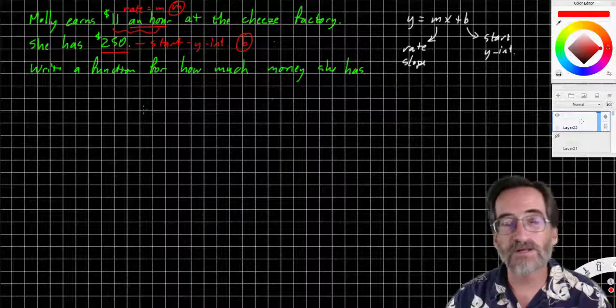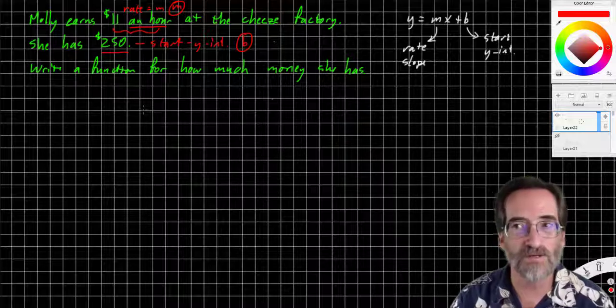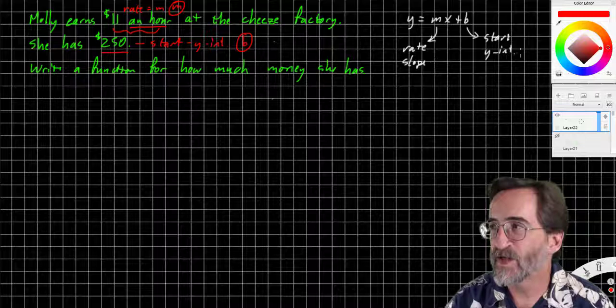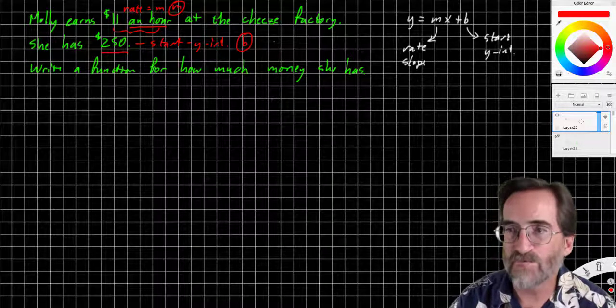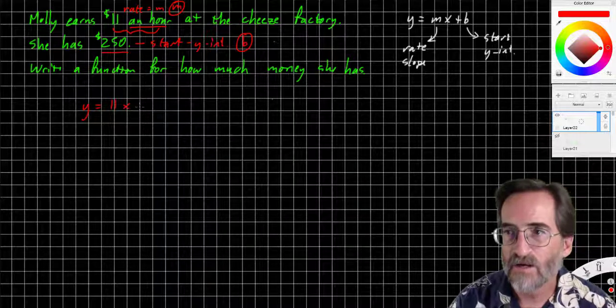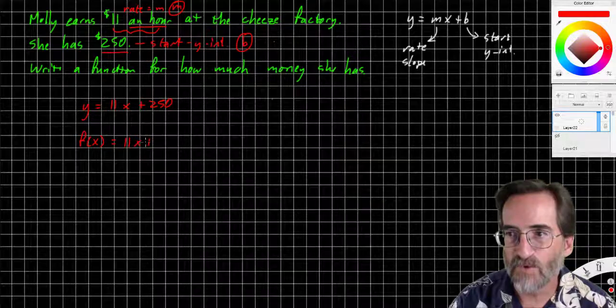So really, it's not terribly hard to first recognize it's a linear situation because there is a rate involved in the problem and a start value. And then second, to use y equals mx plus b to write the equation. Y equals m, 11, x plus b, 250. And we can express it as f of x equals 11x plus 250.